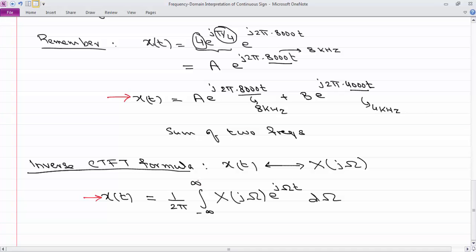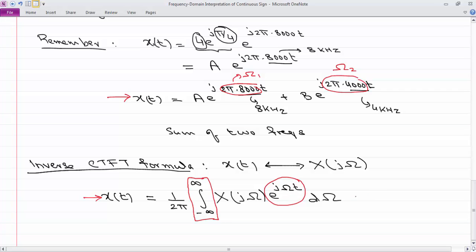In the inverse continuous time Fourier transform formula, instead of summation, we have integration, which means the signal is made up of an infinite number of frequencies. And each frequency is given by, so here, let's call this 2 pi 8000 as omega 1. So here instead of e to the j omega 1 t, I'm writing e to the j omega t.